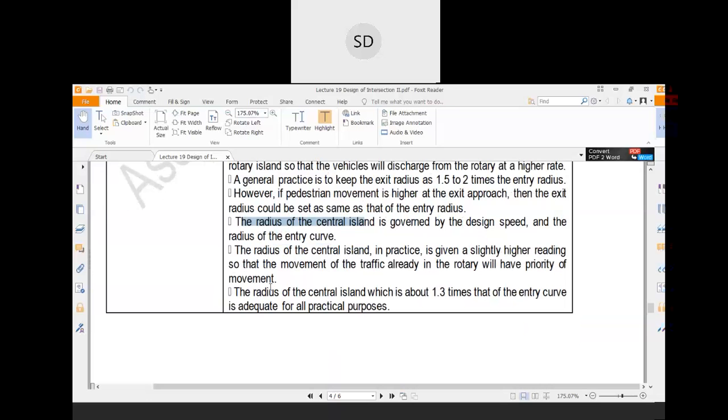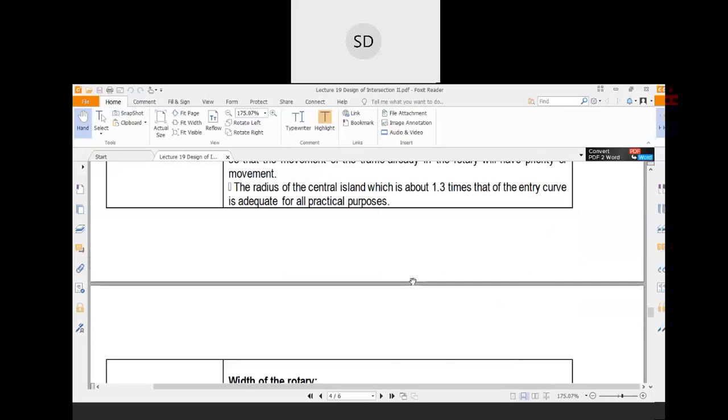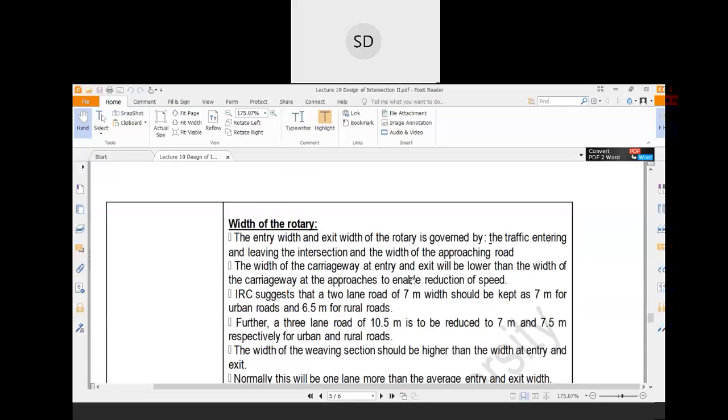After the entry curve, you can design the exit curve. You can make it similar to the entry curve, or you can make it 1.5 times to 2 times the entry curve. And for the radius of the central island, you can go with 1.3 times the entry curve radius.